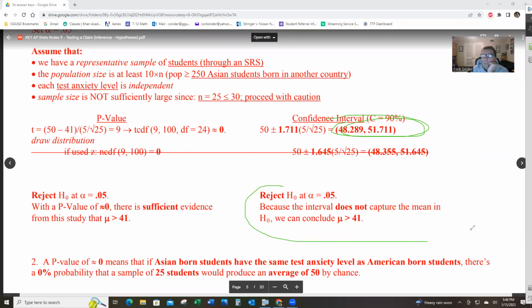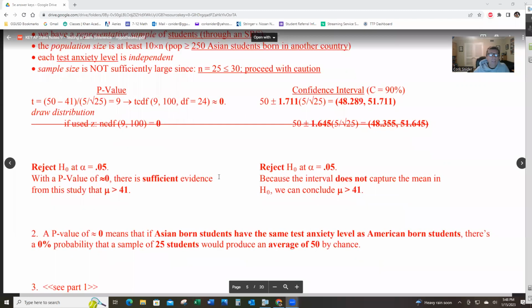So if you did it this way, you would see reject H0 because the interval does not capture the mean in H0. Or you say, because 41 isn't in the interval, we could conclude that that stress level is higher than 41. In fact, it's at least 7 points higher. That's a lot higher. Okay. All right. So that's a complete test.